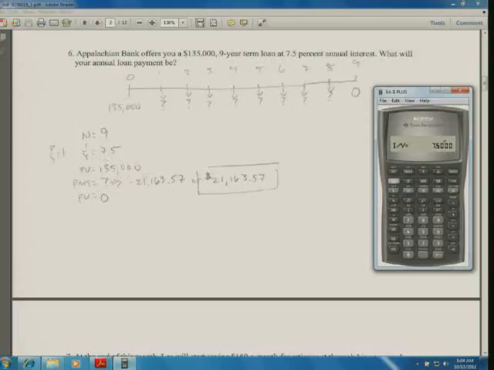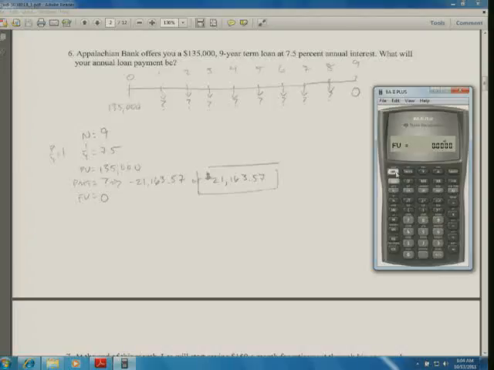The present value is going to be $135,000. That's our present value. I'm choosing to record that as a positive because that's a cash inflow to me. Future value is going to be 0, so you can either leave it alone because we cleared it out, or if you're unsure, type in 0 in future value because the future value of the loan is going to be 0. We're going to pay it off.